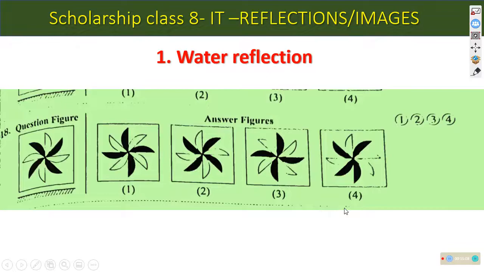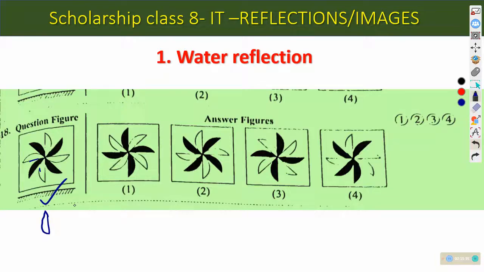Another question. Find out the answer. Question figure. Same method. Sorry for a less clear picture. You will be having this one like this, and alternate black and white.